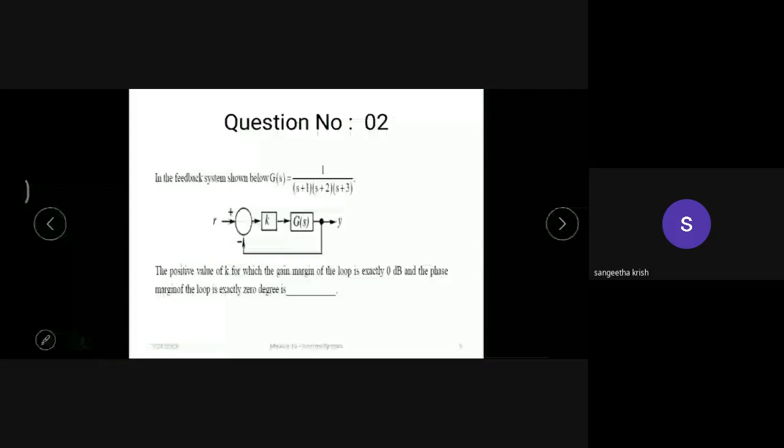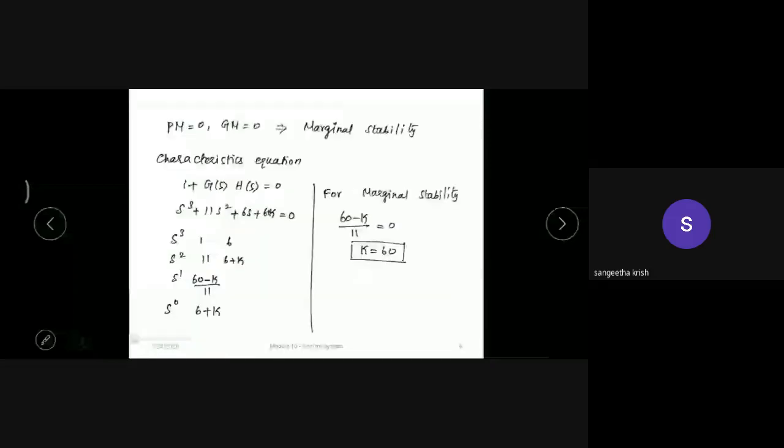So the given G(s), the open loop transfer function, is given. We can find the characteristic equation, which is nothing but the denominator of the closed loop system. The characteristic equation is 1 plus G(s) into H(s) equal to 0. G(s) is K divided by (s+1)(s+2)(s+3), and H(s) is 1, so substituting both, 1 plus G(s)H(s) gives s cubed plus 11s squared plus 6s plus 6 plus K equal to 0. They ask for the value of K, and I know the system is marginally stable.